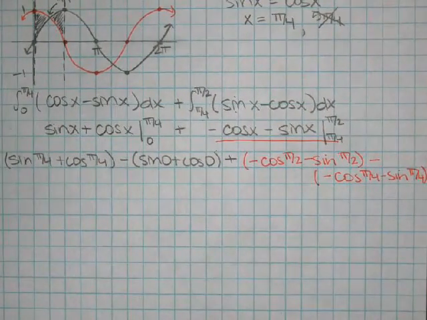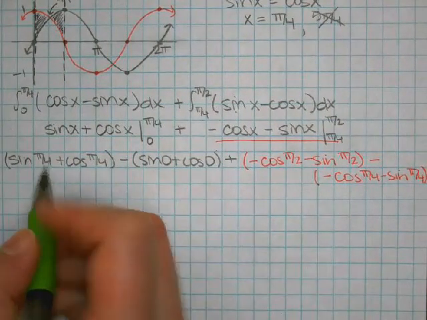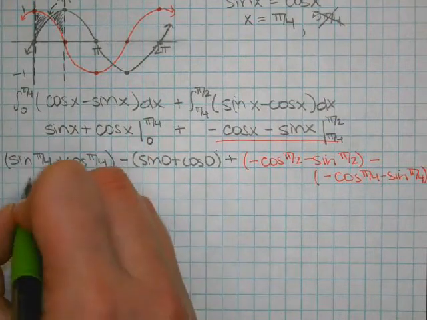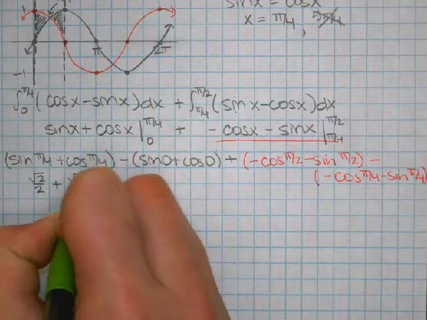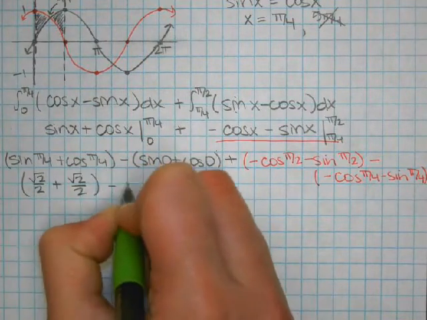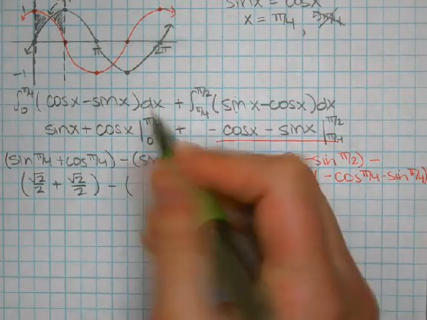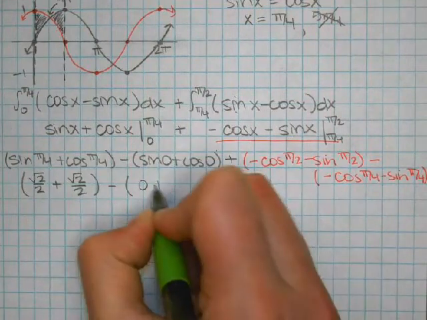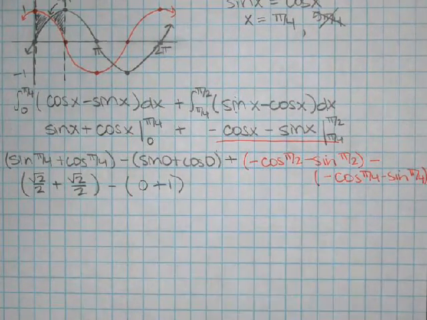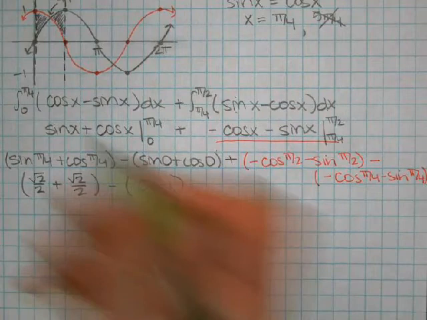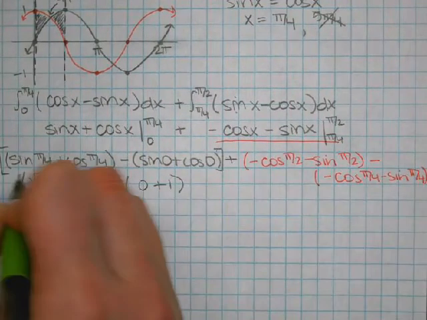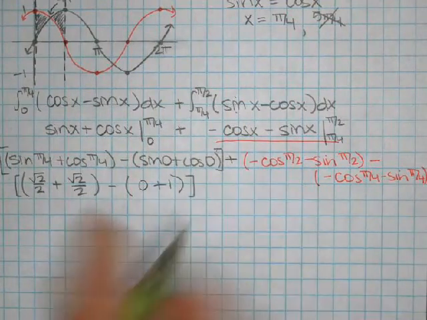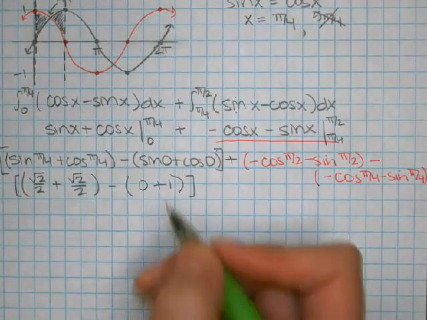Okay. So sine of pi fourths is root 2 over 2. Plus cos of pi fourths is also root 2 over 2. Sine of 0 is 0. Cos of 0 is 1. So I'm just doing a whole lot of picturing my unit circle right now. So I'm going to have to add all those together first, complete all of this, and then I can add it to the red part.